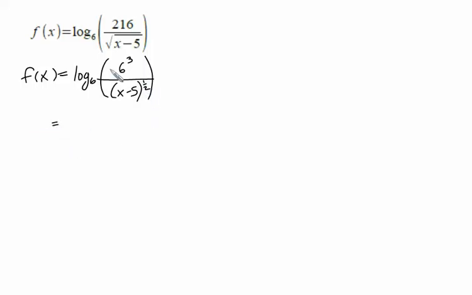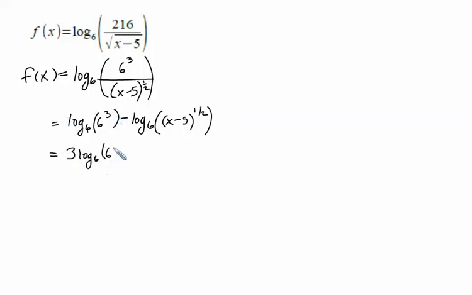Now with properties of logs, the log of a quotient is the difference of the two logs. So we're going to split the log of the quotient into the difference of the two logs. Then don't forget that the exponent can come out front, so this will be 3 log base 6 of 6 minus 1/2, again because the exponent comes out front, log base 6 of x minus 5.